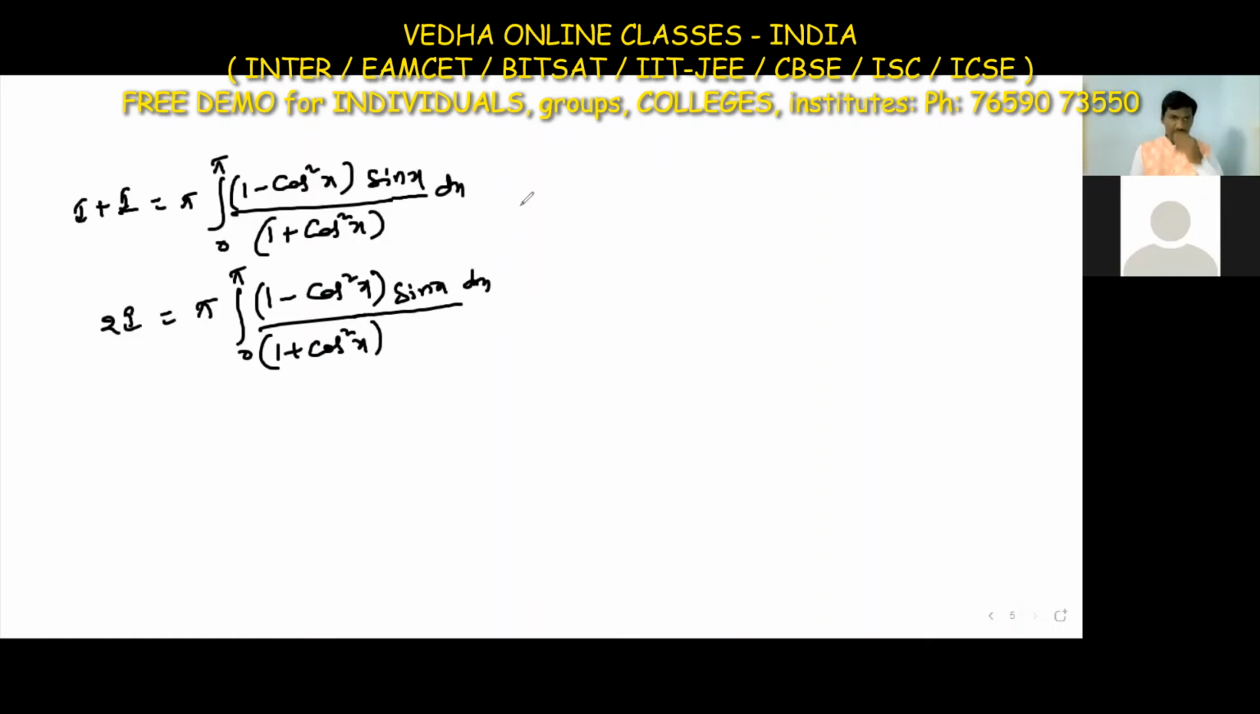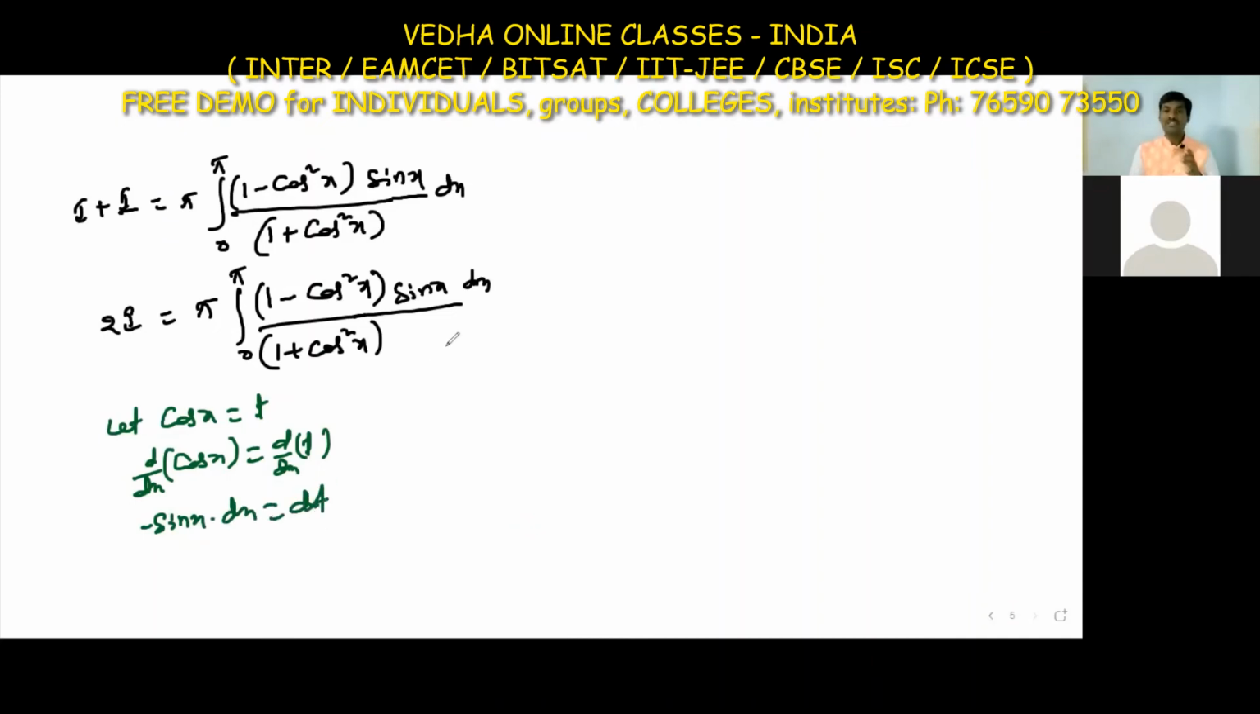Okay, so now I am applying the substitution method. Let cos x be equal to t. Differentiate: d by dx of cos x is equal to d by dx of t. The derivative of cos x is minus sin x, so we write minus sin x into dx is equal to dt.